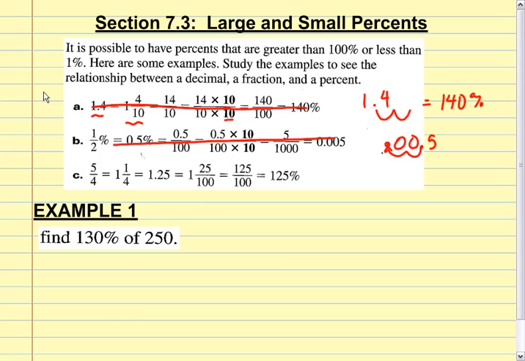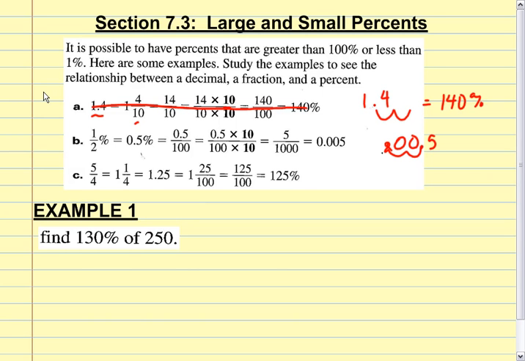Okay? Now look, they showed us here. They said, okay, 0.5%, which is the same thing as 0.5 over 100, right? And then they multiplied the top by 10 and the bottom by 10, and that gave me 5 over 1,000, which is 5 thousandths. But I don't need to go through all that, do I? I can just move the decimal point. If I move it to the right, I add a percent sign. If I move it to the left, I get rid of the percent sign.